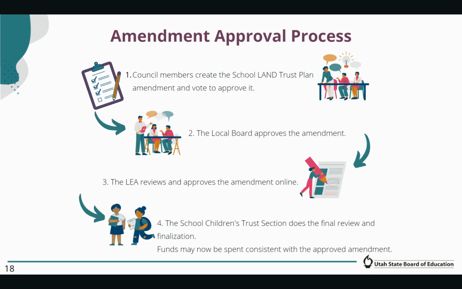When an amendment is needed, remember that it must go through the approval process before the funds can be used. First, the council members will create and approve the amendment. Next, the local board will approve the amendment. Then, the LEA reviewer will approve the amendment on the reporting website. Last, the School Children's Trust section will do the final review and finalization. Now, the funds may be spent consistent with the approved amendment.